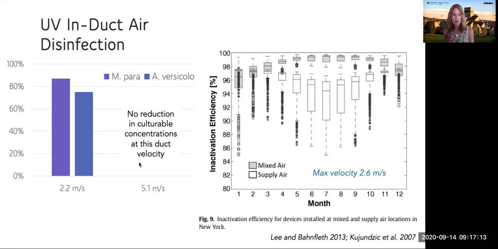And you can also put UV in an air duct, but you do need to make sure that there is enough airflow that is slow enough so that you do have a contact time with the virus. And then if you're going to use it, you need to put it in the mixed air supply, where it's much more effective.